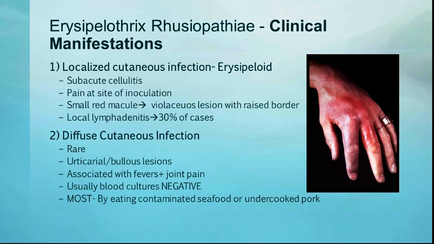The localized infection is a subacute cellulitis. They tend to get just some pain. There's a small red macule, and they can also get some localized lymphadenitis. The diffuse reaction is they get all-over urticarial lesions, and they can also get fevers and joint pain. And this kind of reaction they usually get by eating some contaminated seafood or undercooked pork.